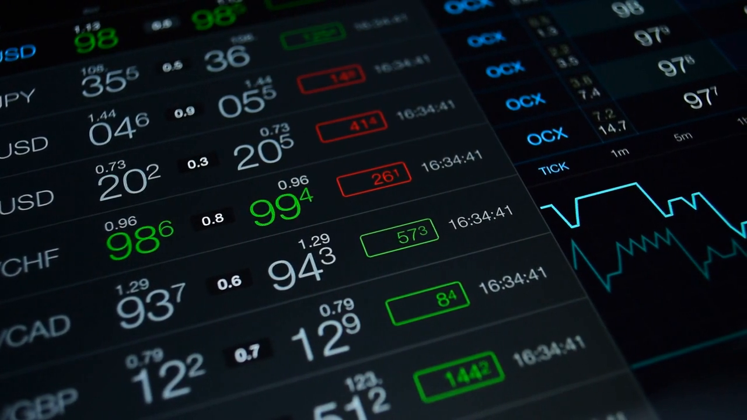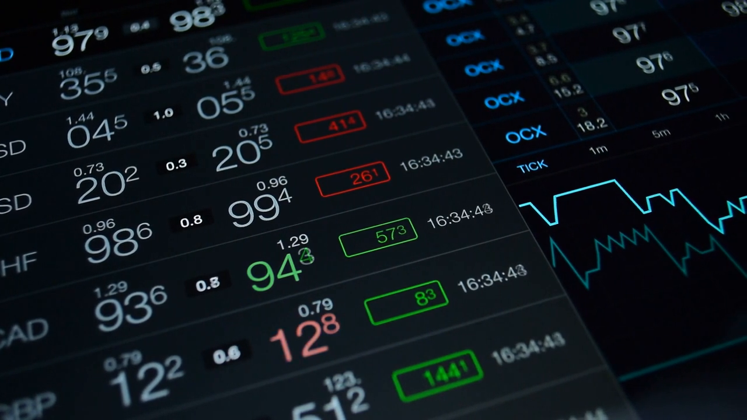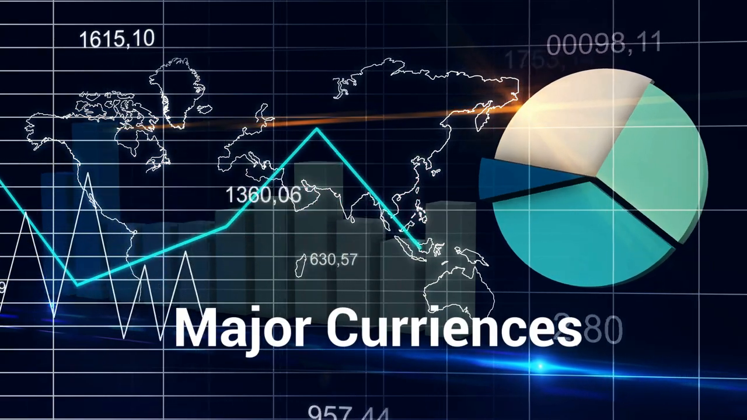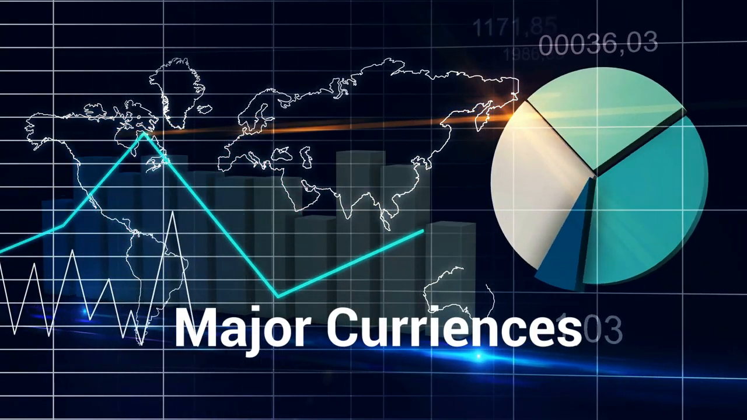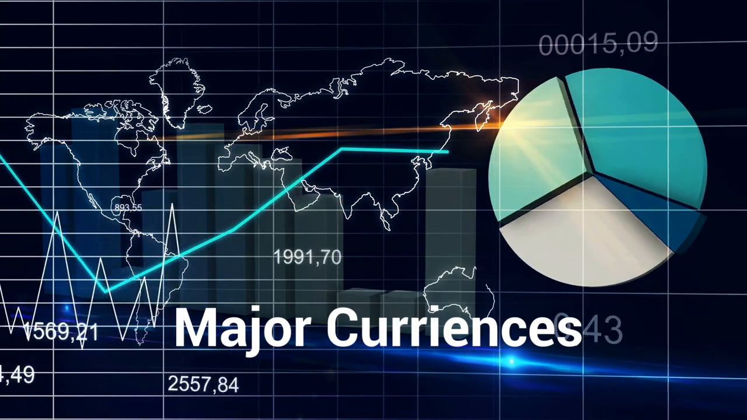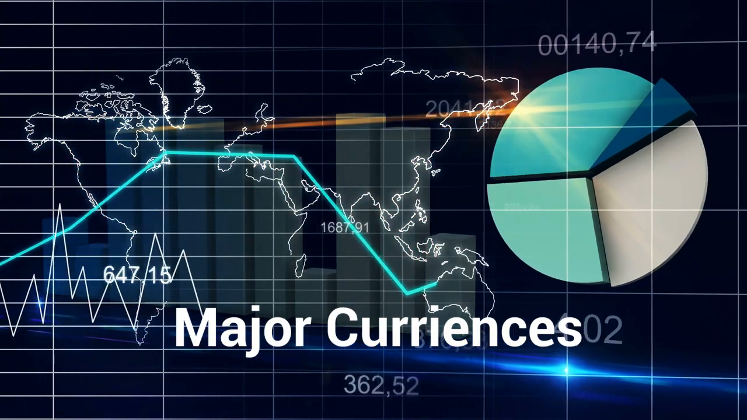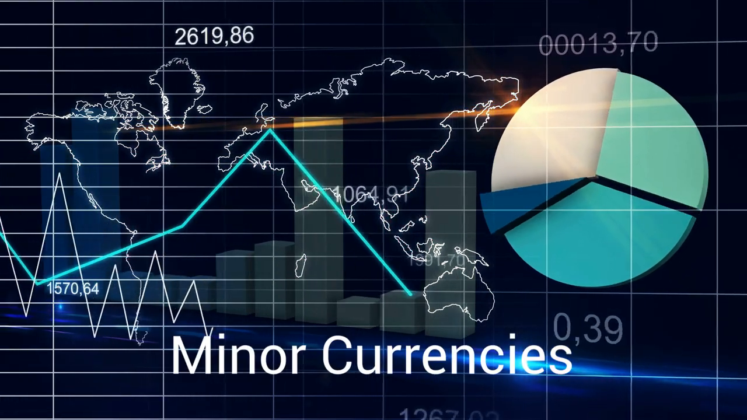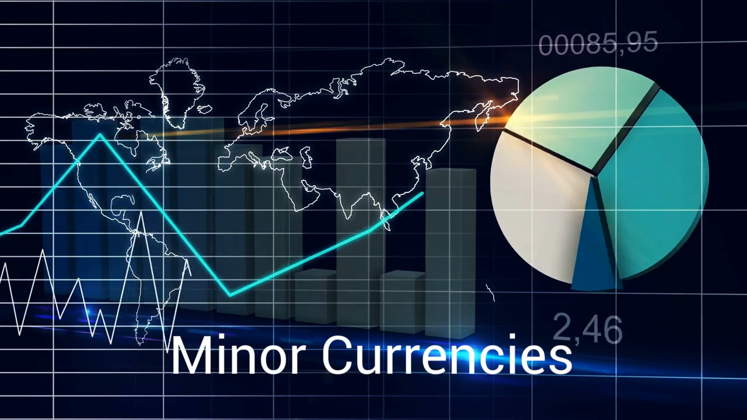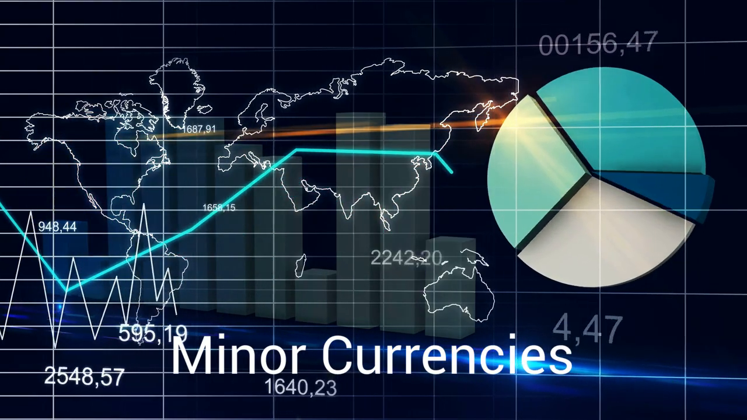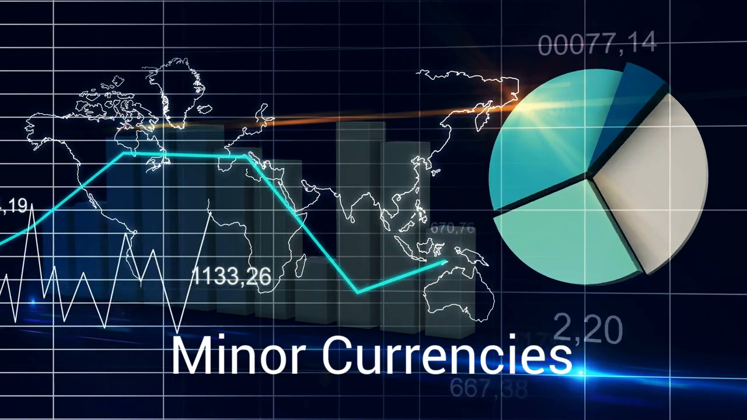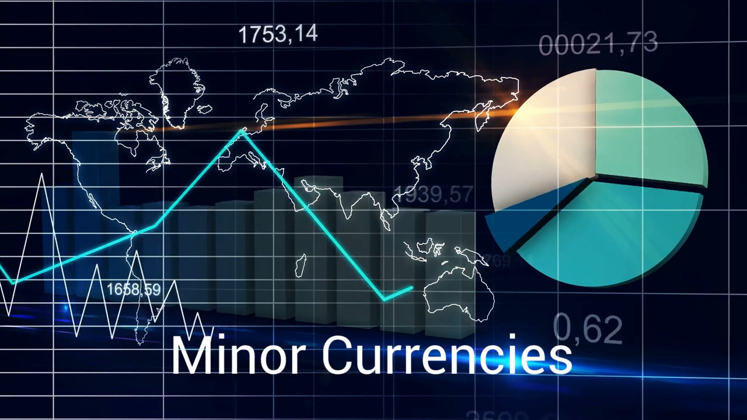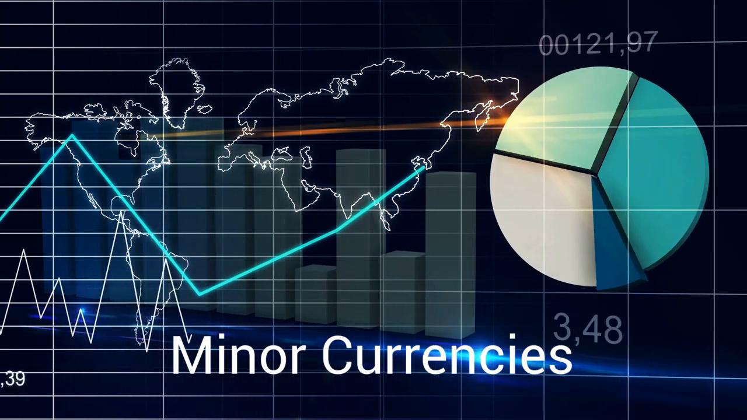We also know that there are three categories of currencies in the Forex market. The first category, major currencies. I call this the big boys, so to speak. The most frequently traded currencies come under the category of major currencies. Minor currencies is the second category. Now check this out. When a currency pair does not include the US dollar, then it is considered a minor currency trade.